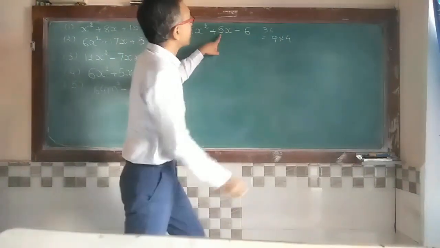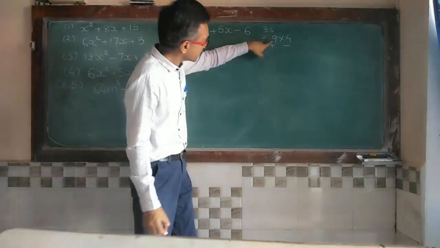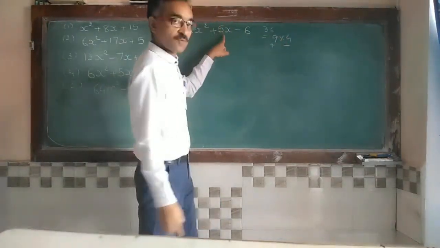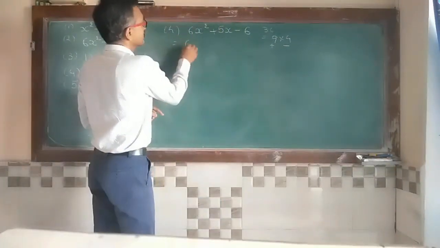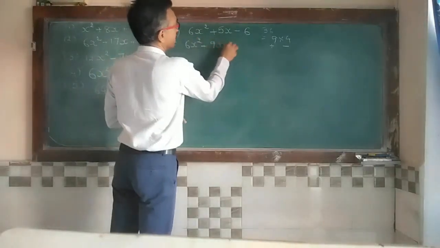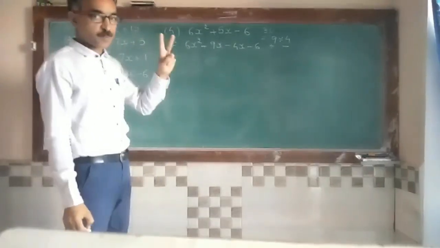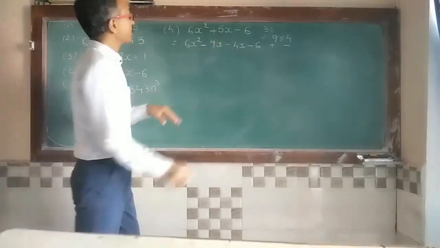That means here 5 is there. So you have to take plus 9 minus 4. So plus 9 minus 4, that is plus 5. Okay. So 6x square plus 9x minus 4x minus 6. We are just splitting the middle term.